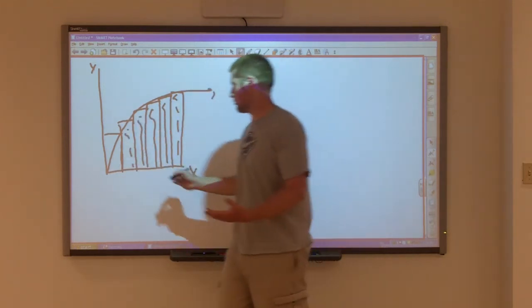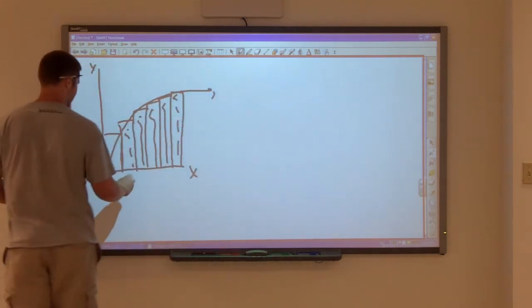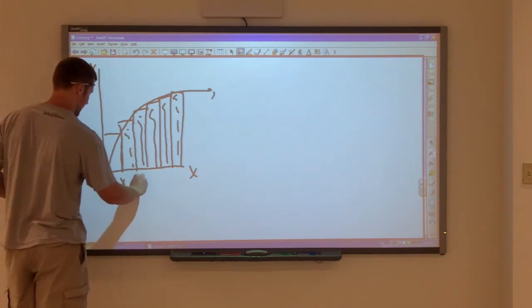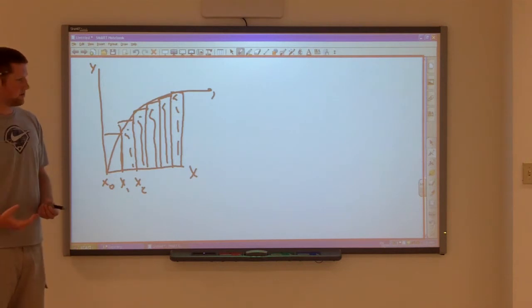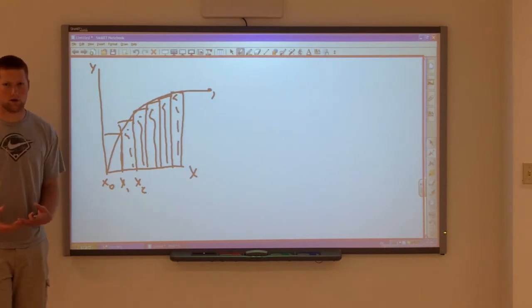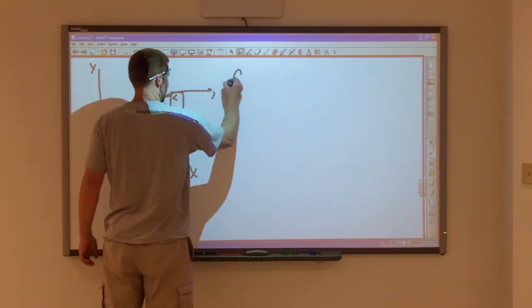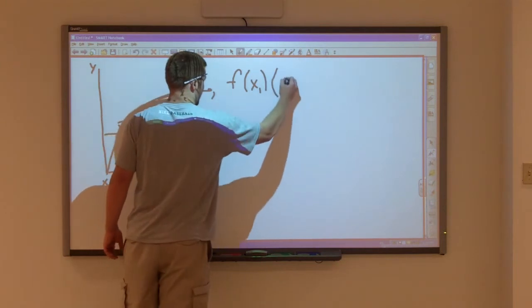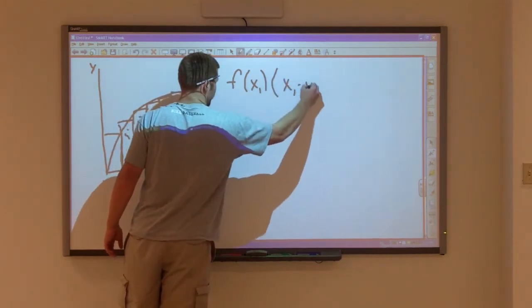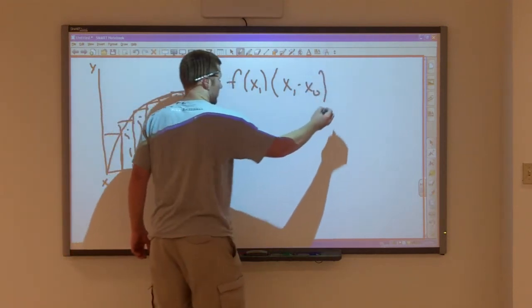And let's label our x's one more time. So we'll start at x sub 0, move to x sub 1, x sub 2, and so on. So let's just go through the same process. Let's add up the area of those rectangles and see if we can find a pattern so that we can simplify our notation a little bit. So first of all, we would have f of x sub 1 times x sub 1 minus x sub 0. Those are our areas. That's our first term.